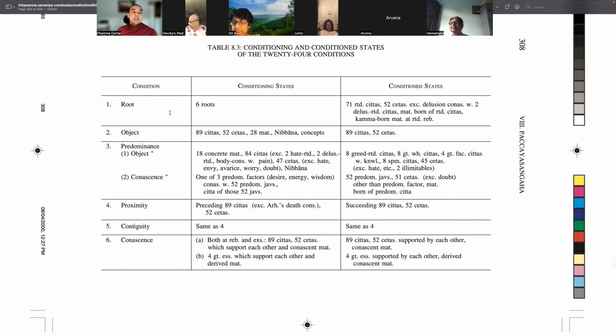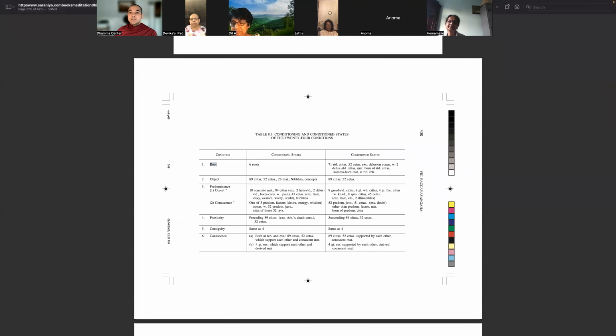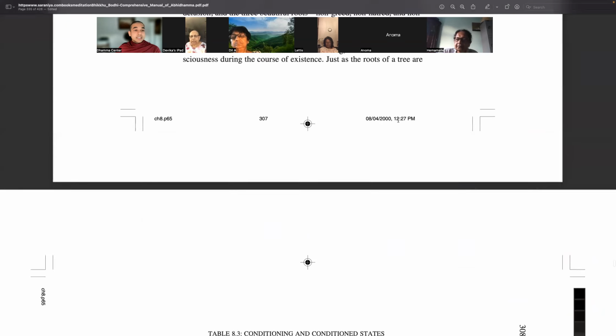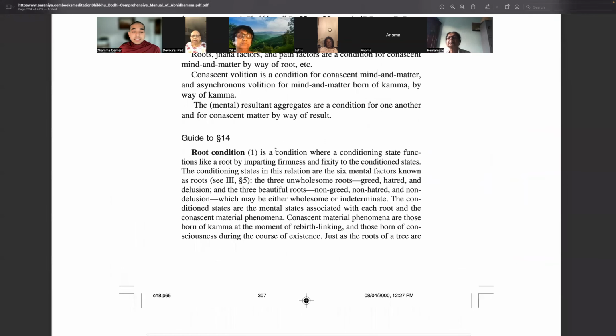So, root pacha. What is root pacha? Hetu pacha relates to, let's read the book. It is a condition where a conditioning state functions like a root by imparting firmness and fixity to the conditioned state. That is what a root brings.